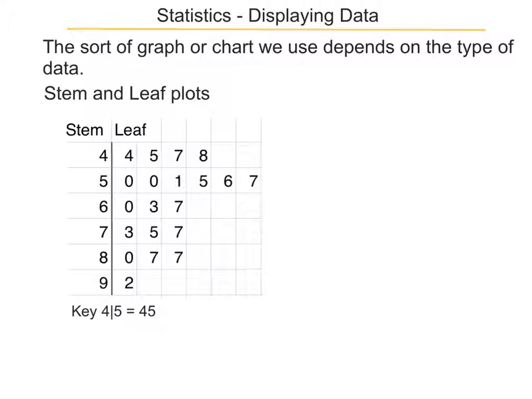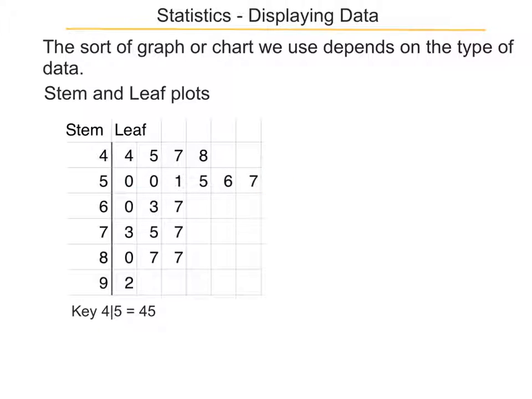Now, one of the good things about this is it looks like a graph because you can see this is the tallest part of the graph, and this one's the shortest. It's on its side. Normally graphs go this way, but this one goes horizontally instead of vertically. However, you can easily tell which one is the biggest category or the biggest interval.